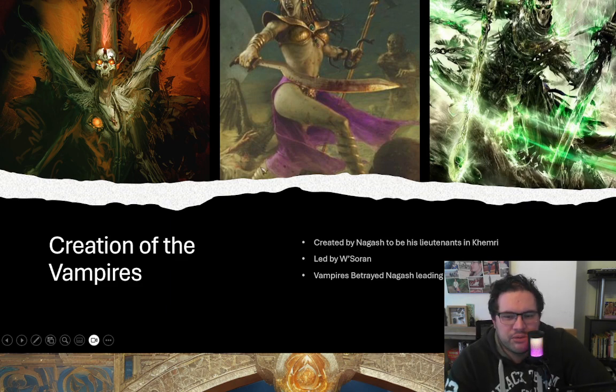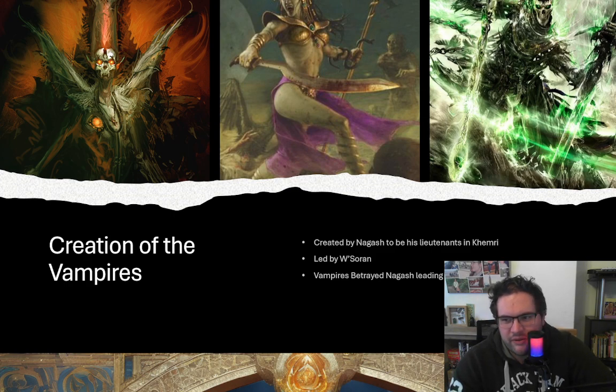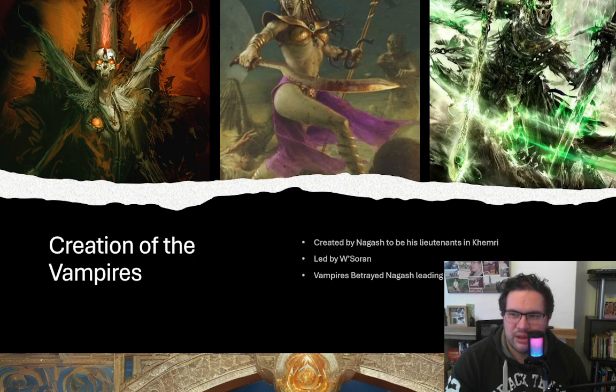So, just a brief recap. I'm not going to do a massive lore video, there are other channels that do that way better, but essentially Nagash created the vampires to be his lieutenants. Nagash was a priest in the realm of Khemri when they were all alive, so before they were skeletons. And he made a dark pact with some dark elf sorcerers who taught him dark magic, and he created necromancy from these teachings and granted himself immortal life.